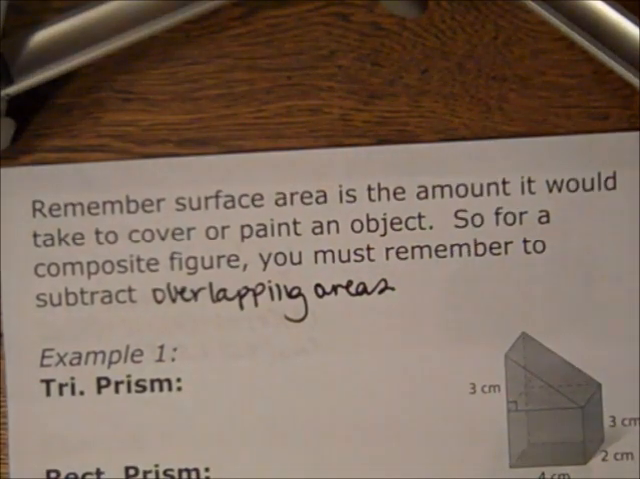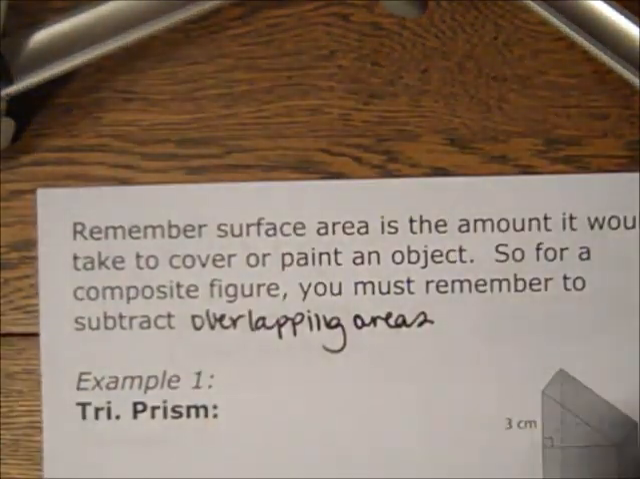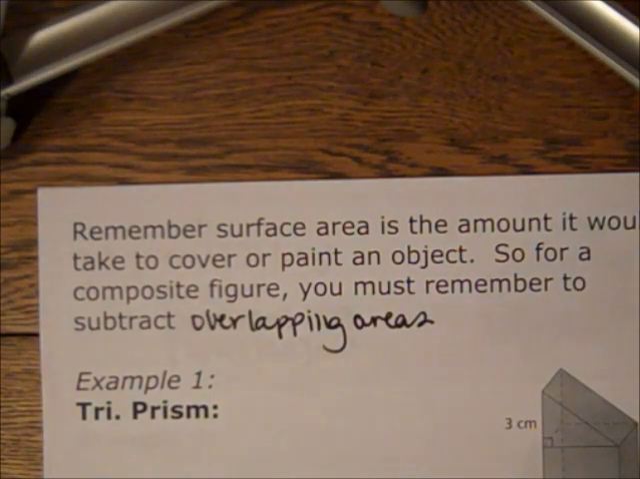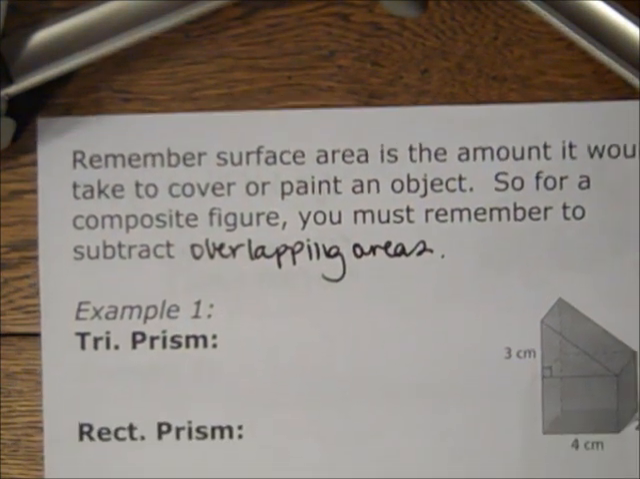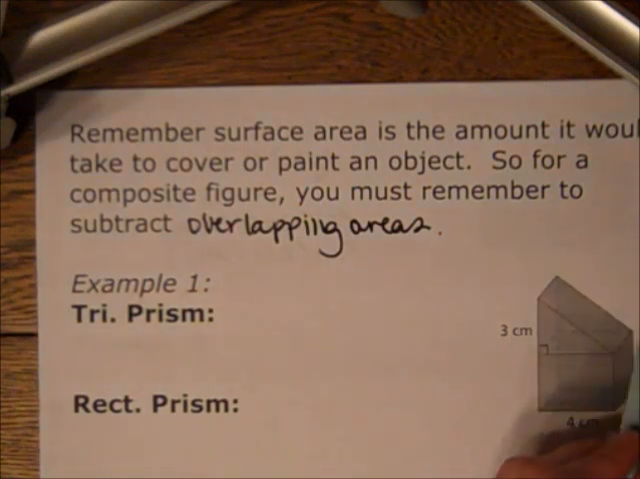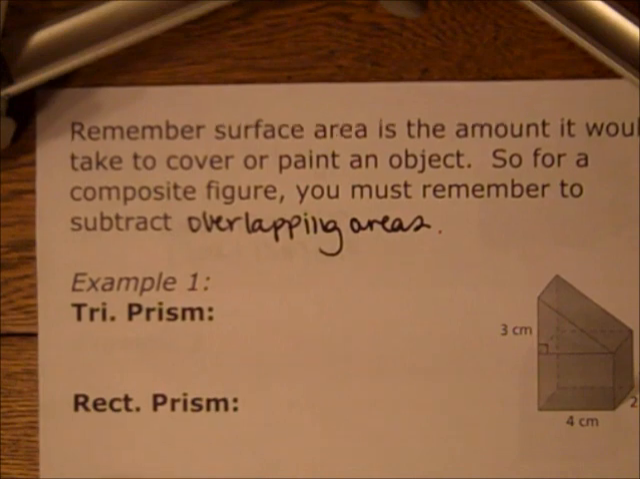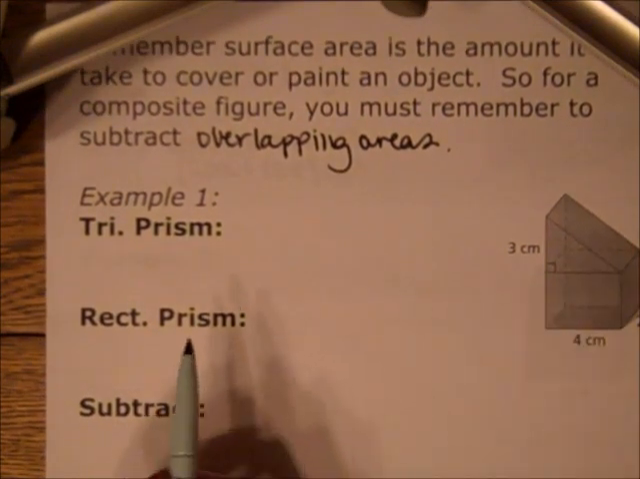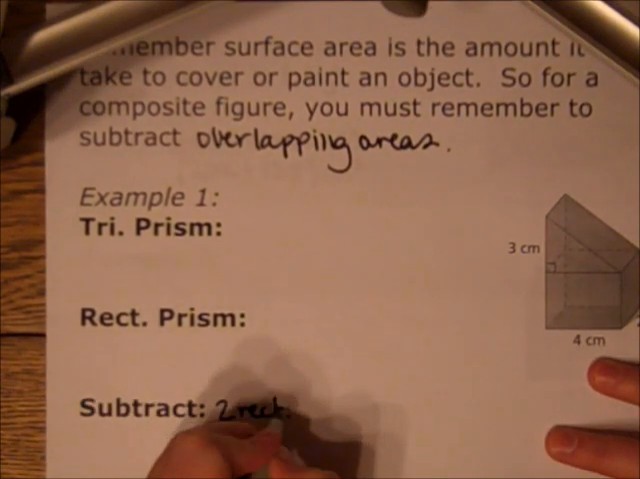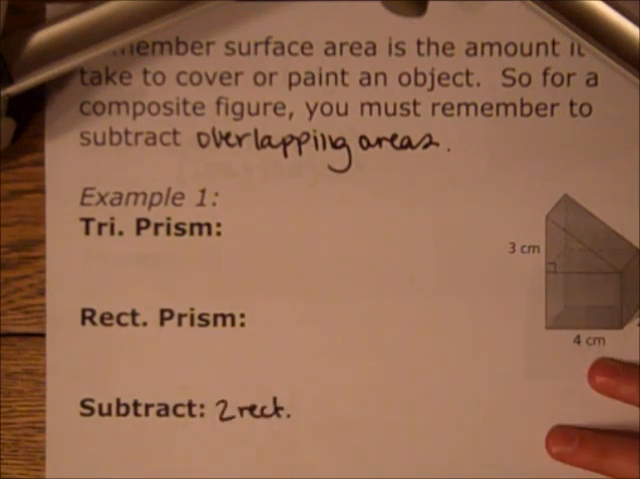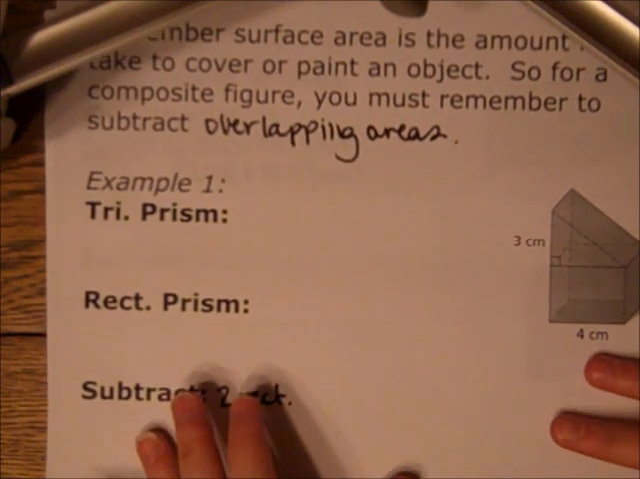So if you've got two pieces that are touching each other, you're not going to spray paint the bases or the faces that are touching each other. So you have to take those out because you don't have to calculate that amount of paint. For example, in this picture right here, we have a triangular prism that's stuck to a rectangular prism. So we're going to calculate the surface area of the triangular prism and the rectangular prism separately, and then we're going to subtract the two rectangles that are stuck together so that we don't count those, because we're not going to paint those per se.